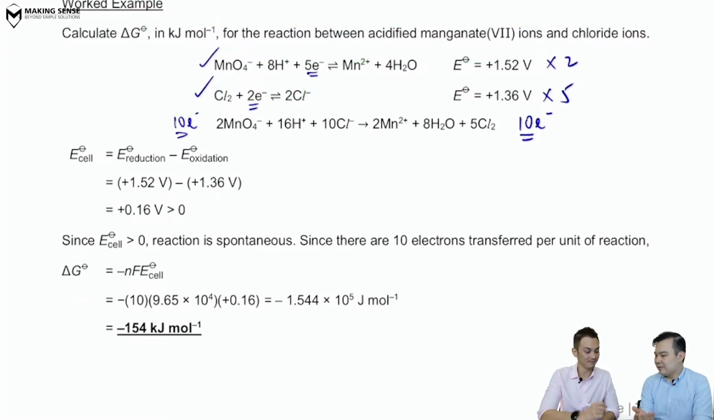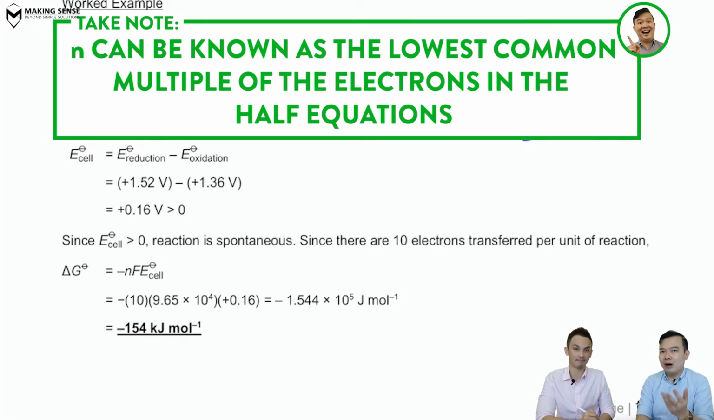Okay. So in the event that I multiply the equation by 2, that means that when I do the calculation, it must be 20 electrons, right? So in other words, I can think of it as the n is going to be the lowest common multiple of the electrons in the half equations. That's right.